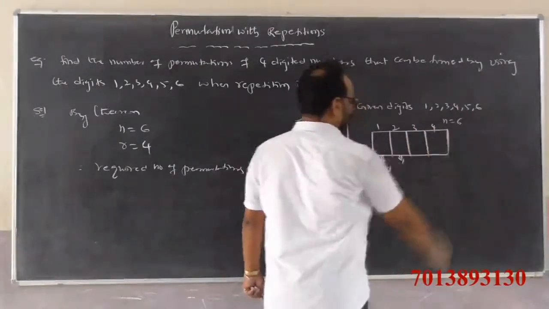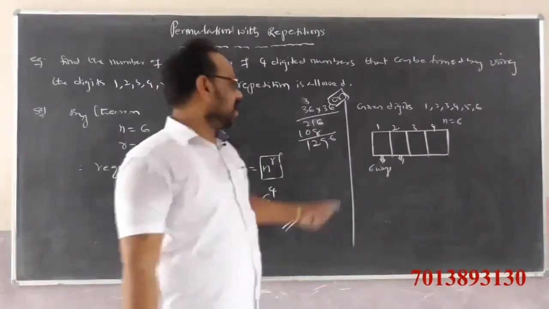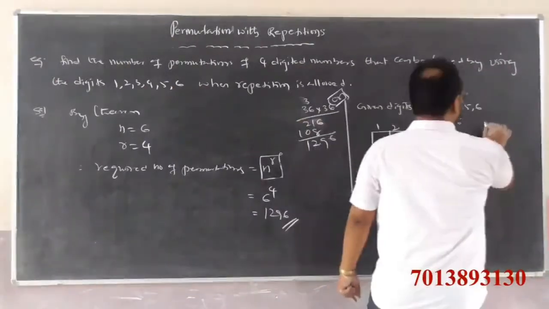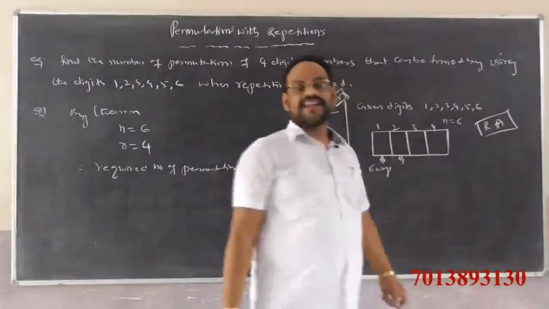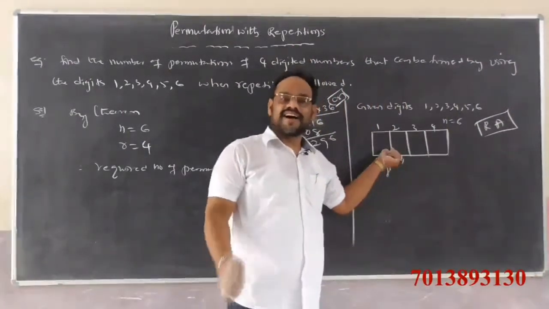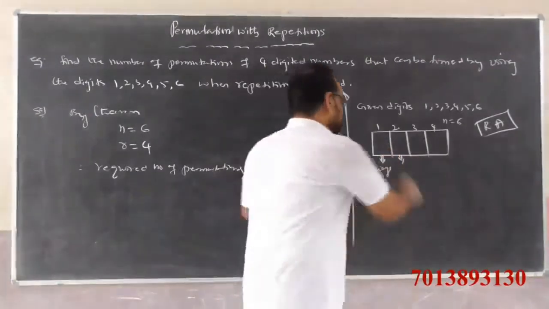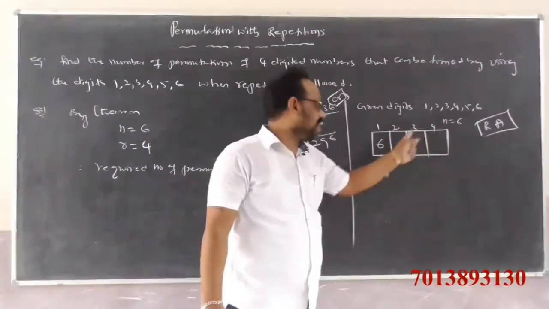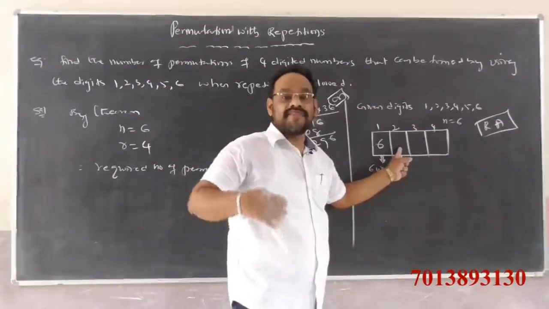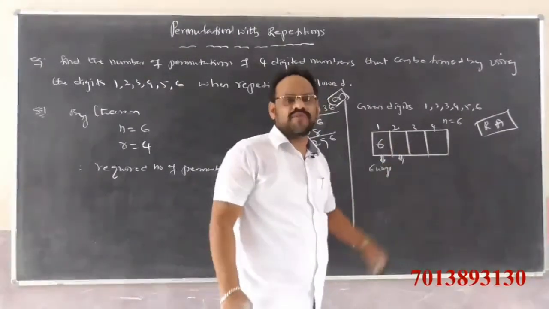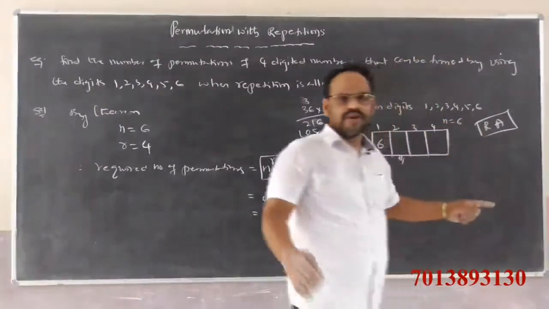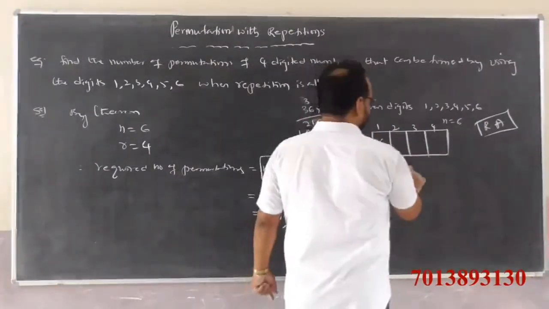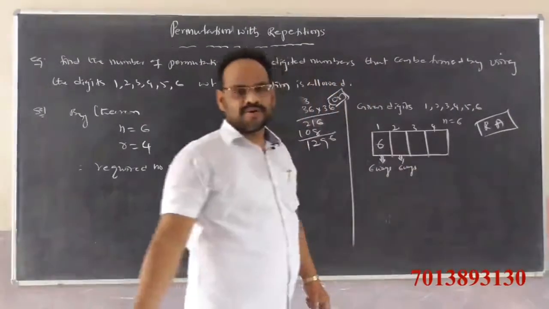This is first, this is second. How many ways to fill the second blank place? If 1 is fixed here, again we use 1. Why? Because repetition is allowed, that means we use the digit again. If 2 or 6 is here, again we use 6, no problem. So for the second blank place we again have 6 choices, 1, 2, 3, 4, 5, 6, because repetition is allowed. So here also we have 6 ways.